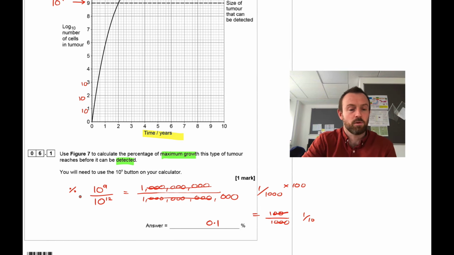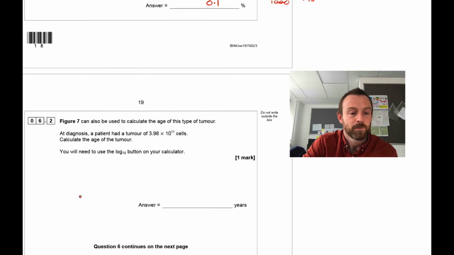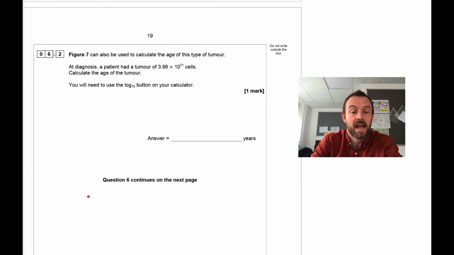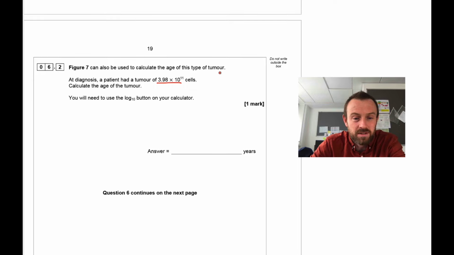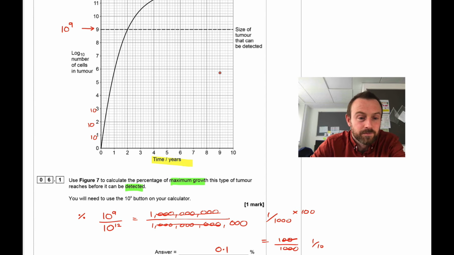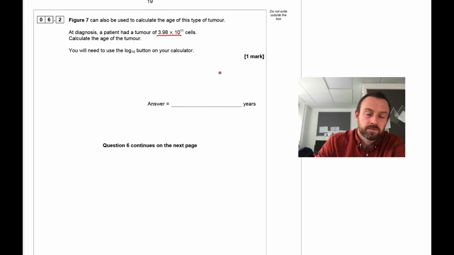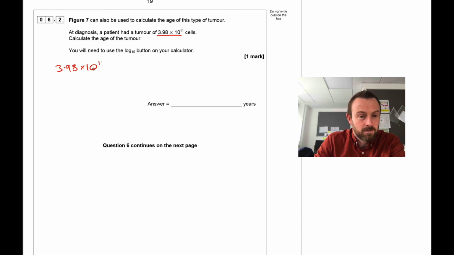So, moving on to 6.2. Figure 7 can also be used to calculate the age of this type of tumour. At diagnosis, a patient had 3.98 times 10 to the 11 cells. Okay, so what we're going to need to do is work that number out, whatever that is.